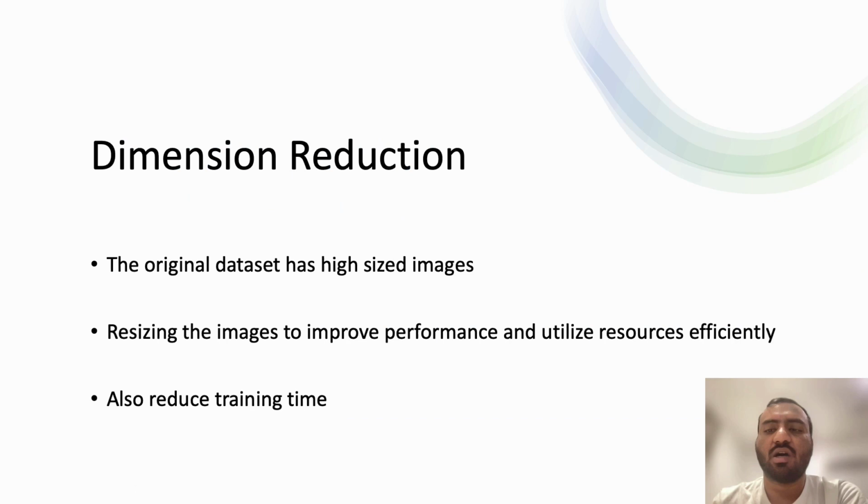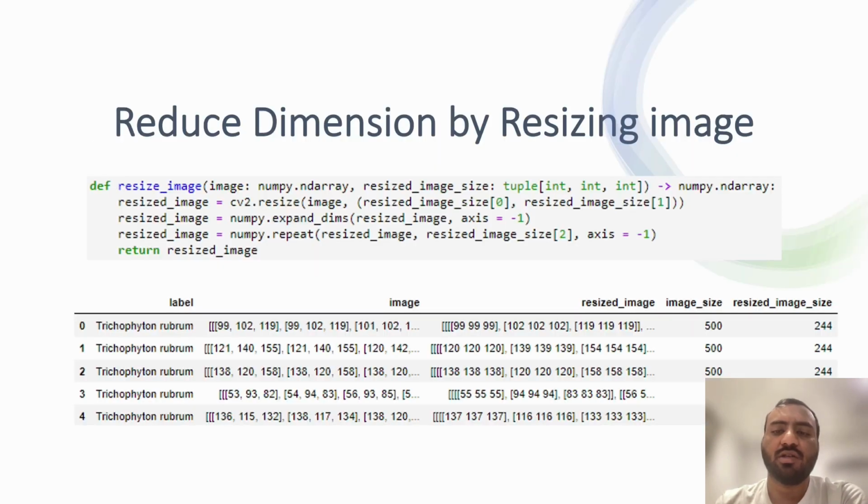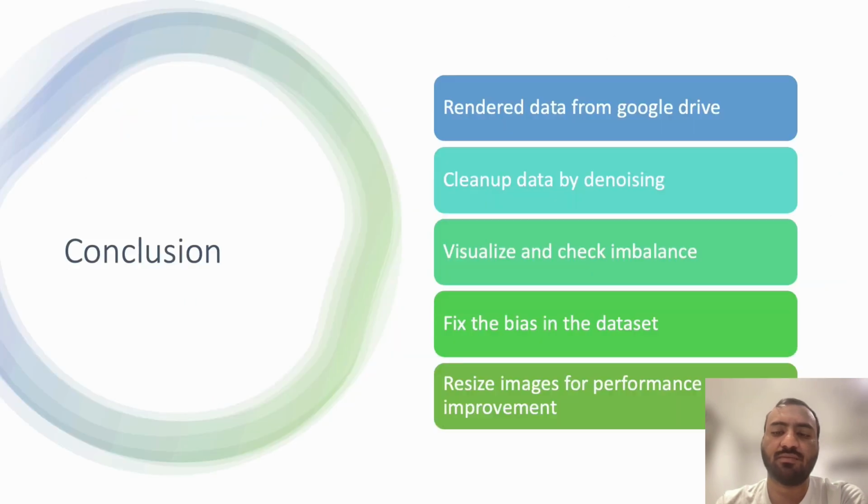The original images are large and thus might require high computation power, memory, and training time. The images are resized to produce the results within a reasonable amount of time and with reasonable resources. The original image has 500 dimensions and has been resized to 224 dimensions using OpenCV.